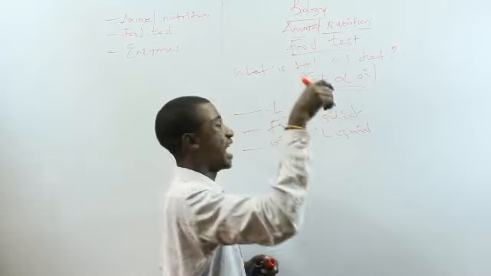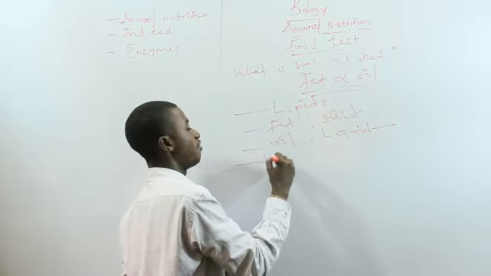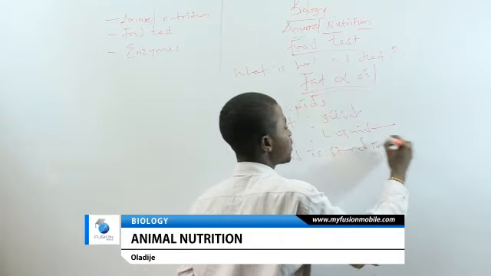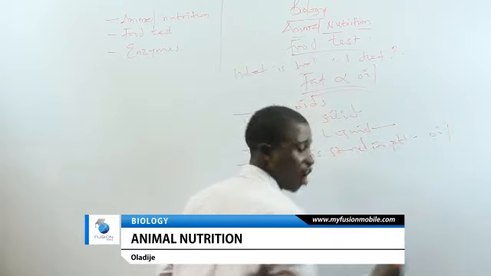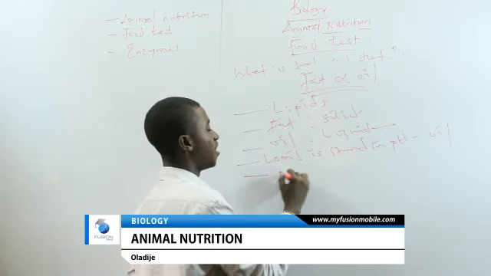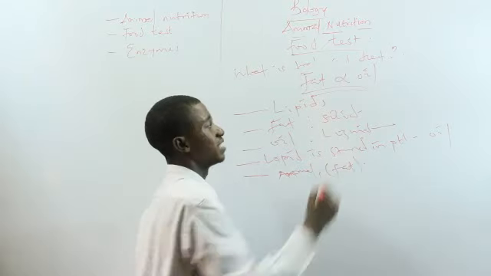Lipid is stored in plants in the form of oil. Lipid is stored in plants as what? Oil. Lipid is stored in plants as oil. Lipid is stored in animals as fat.